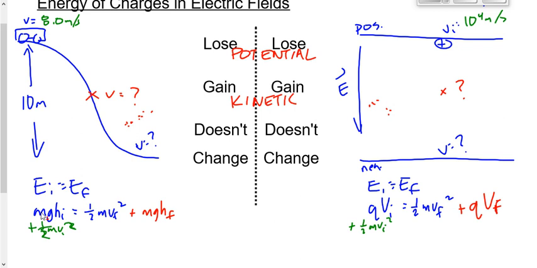What doesn't change? The overall total energy doesn't change. Potential decreases while kinetic increases. Well, the total will always remain the same. And the same deal over here on the right-hand side. Although potential decreases, kinetic increases, giving us a total energy at every point that remains the same.